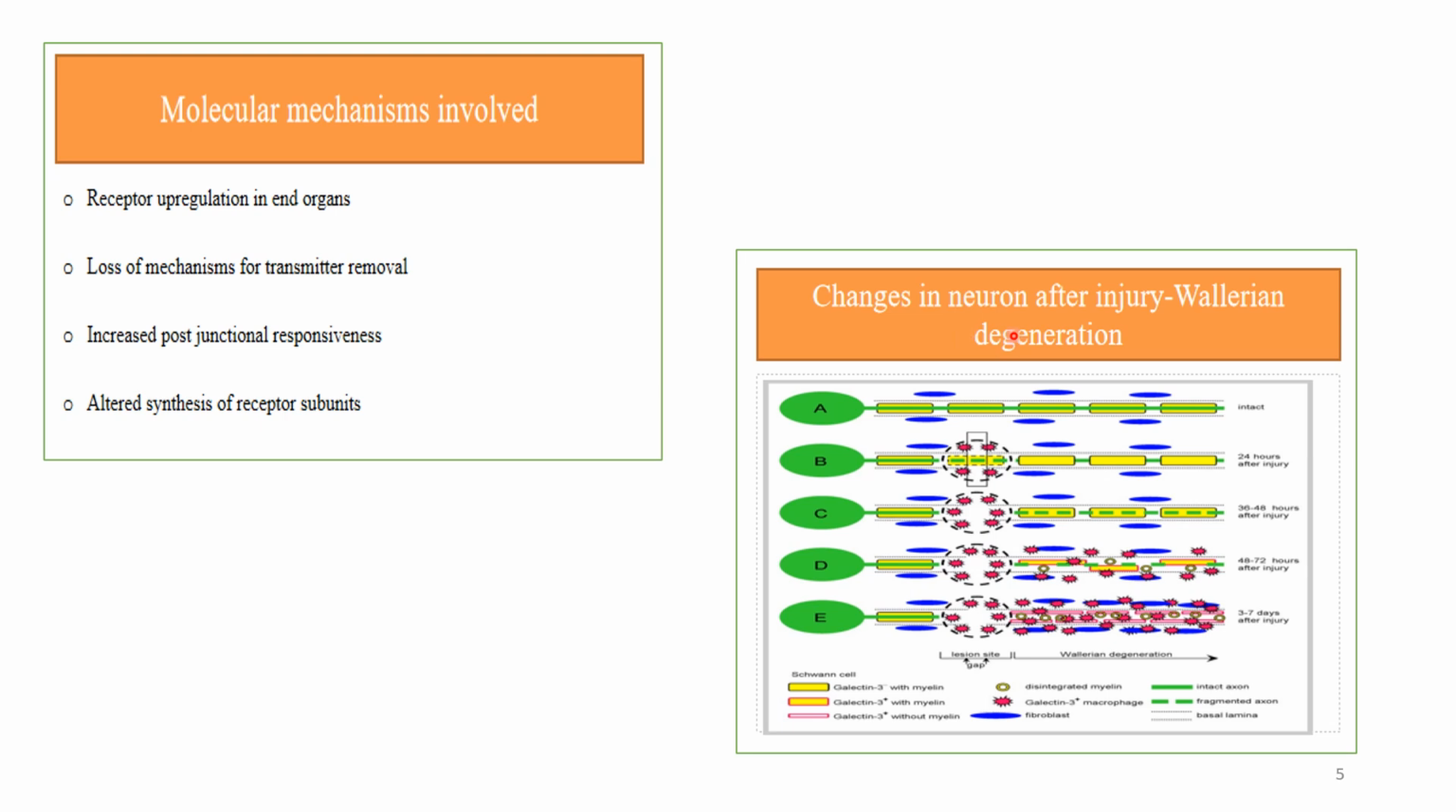These are the changes in the neuron after injury, that is Wallerian degeneration. So what happens within 24 hours of injury, after 24 to 48 hours, after 72 hours, and after 1 week of injury? We all know this. There is a separate video on Wallerian degeneration.